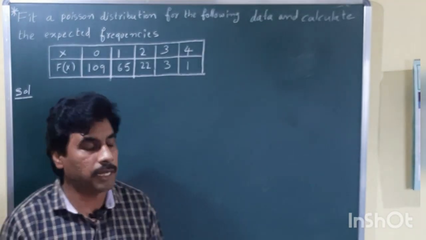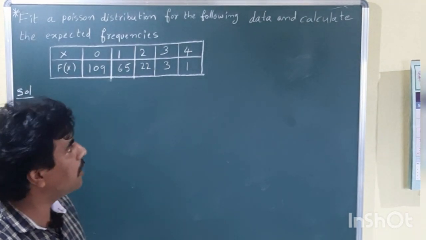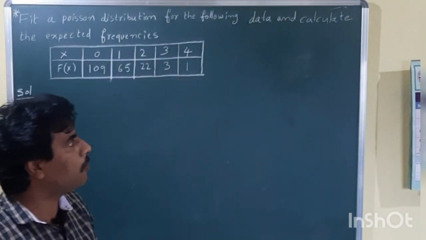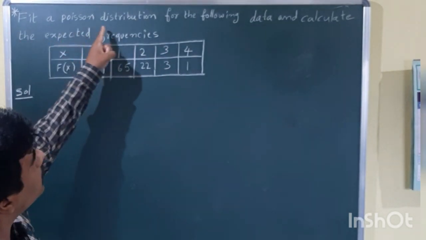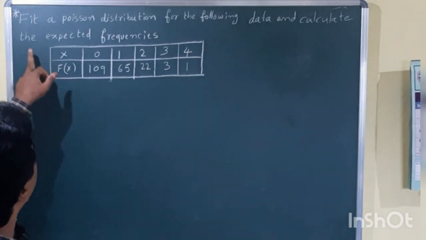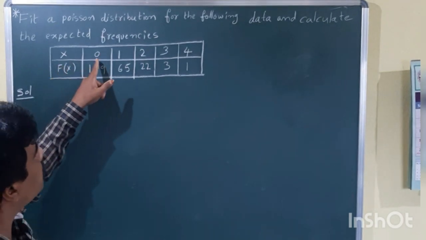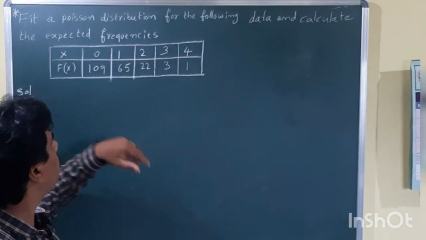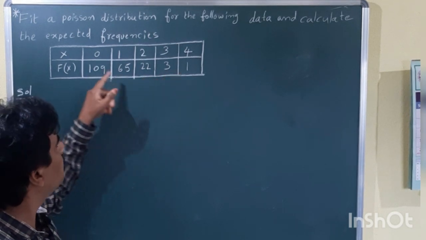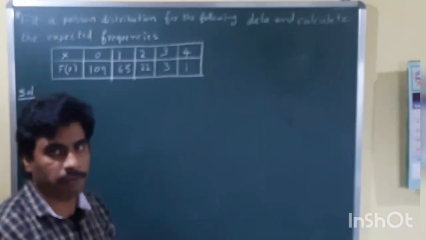Okay students, today in our class we will learn how to find expected frequencies of Poisson distribution. This is the given problem: fit a Poisson distribution for the following data and calculate the expected frequencies. x is equal to 0, 1, 2, 3, 4. f of x is 109, 65, 22, 3, 1. These values of f of x are all actual frequencies.